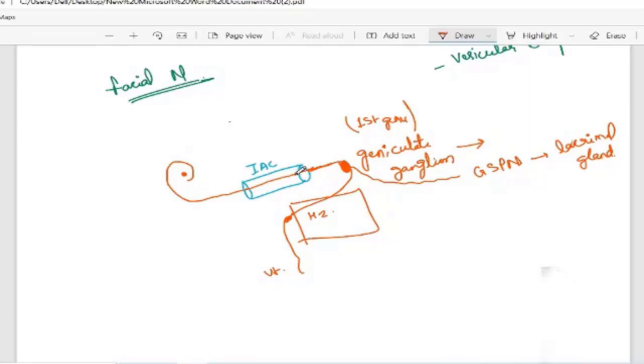The facial nerve, after coming out of the internal acoustic meatus, takes a sharp turn, forming the geniculate ganglion, and from the geniculate ganglion the nerve coming out is GSPN. Then it enters into the middle ear, forming the horizontal part. Then another nerve comes, known as the nerve to stapedius, and the third branch is chorda tympani. Chorda tympani and nerve to stapedius.